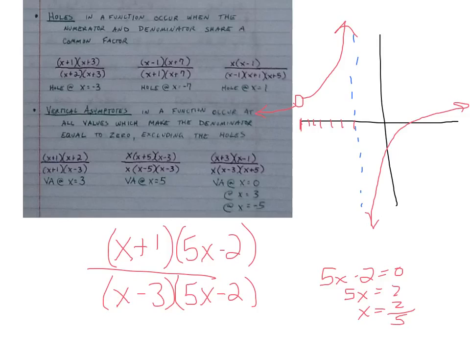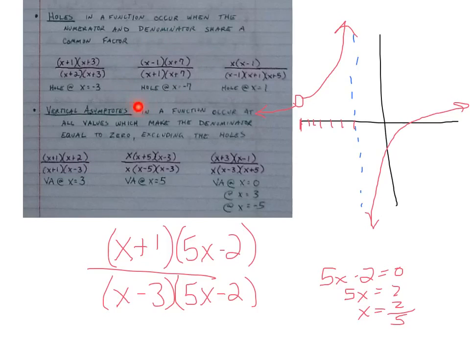We need to be able to look at these factored functions and find holes. The other type of discontinuity that we have is called a vertical asymptote. And vertical asymptotes in a function occur at all values which make the denominator equal to 0, excluding the holes. So in our first example, we have a hole at 1, because it cancels out the top and the bottom. However, at the value x equals 3, we have a vertical asymptote.